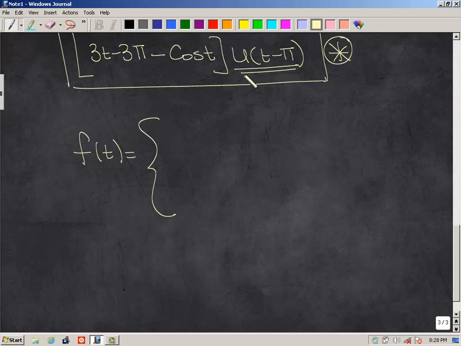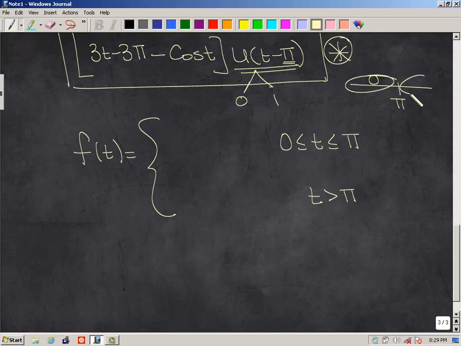Okay. Now, when does this function come on? It comes on at pi. So if you think about it, it comes on at pi. Until pi, this function is going to be 0 because it can only take on two values, 0 and 1. Before pi, the value is 0. And remember, t always represents time, so we're going to start at 0. So 0 is less than or equal to t is less than pi, and t is greater than pi. That's my cutoff. I have two regions here. And we start at 0 always.